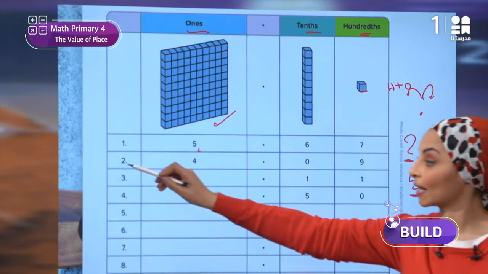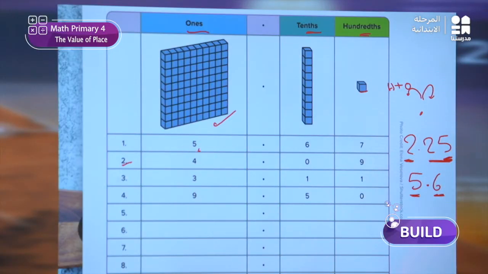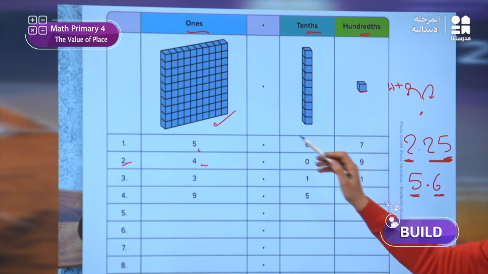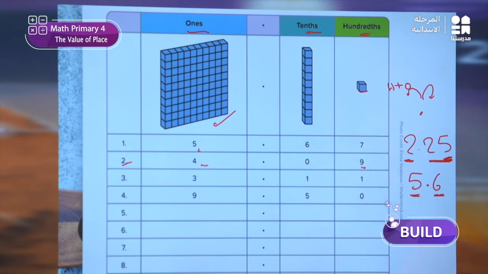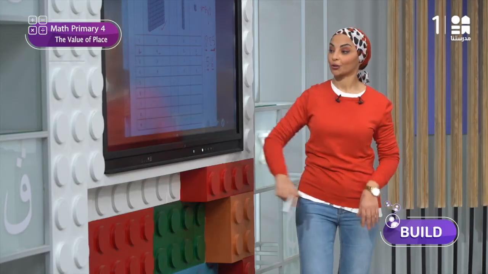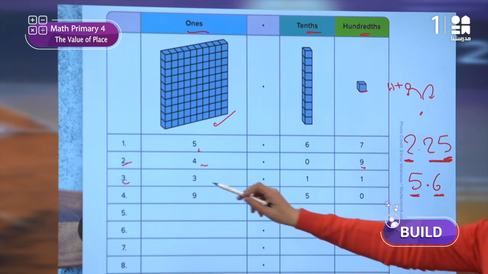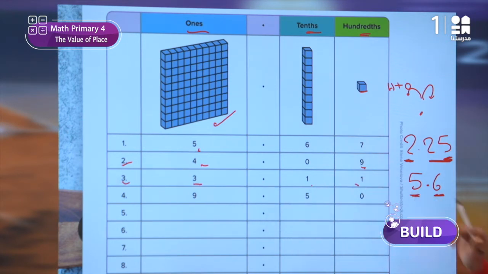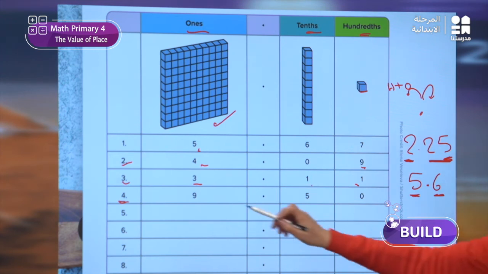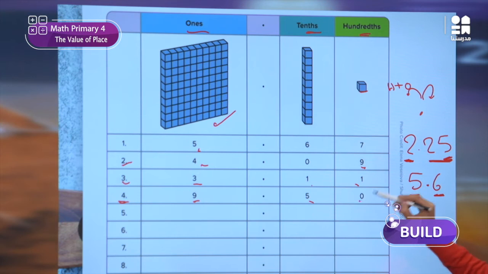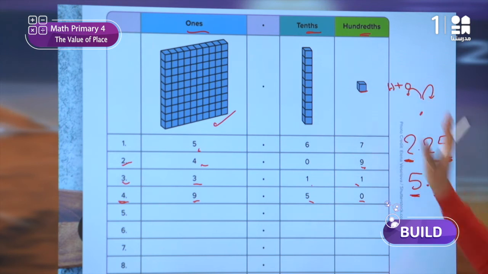Let's read the second number. The second number I can read as 4 and 9 hundredths. Okay? Let's read the third number. Here's the third one. I can read it as 3 and 11 hundredths. Let's read the fourth one. This is the fourth one. I can read the fourth one as 9 and 50 hundredths. I can't say 9 and 50 only. 9 and 50 hundredths, which is the place value of the last digit.